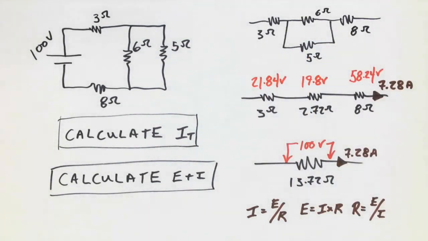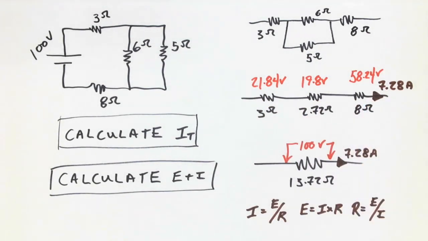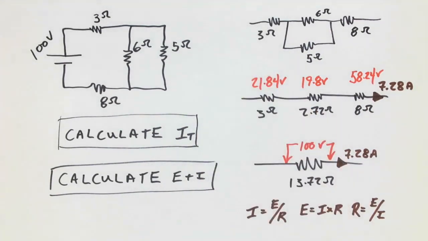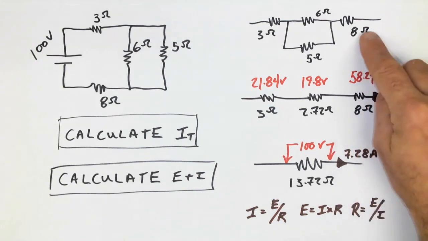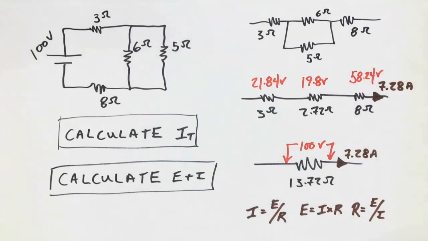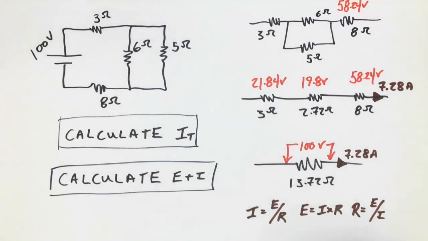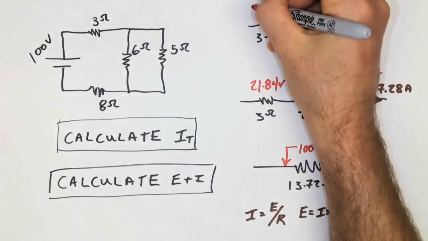At this point, I have now calculated everything on this rung of the ladder diagram. I'm now going to go from this rung to the top rung, or the original circuit. And again, we're going to find that there's a substantial amount of information that we can take with us to complete this question. So first I'm going to look at what things have not changed. It looks like the 8 ohm resistor is the same, so I'm going to put the voltage up there, 58.24 volts. And the 3 ohm resistor has not changed, so I'm going to put the 21.84 volts.